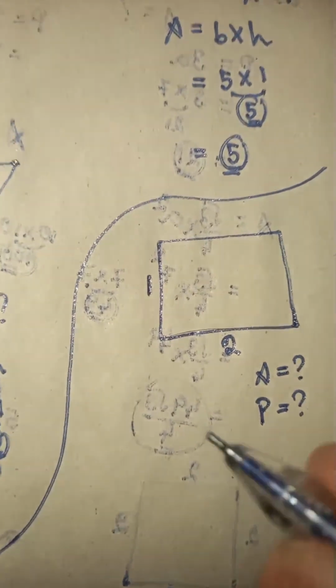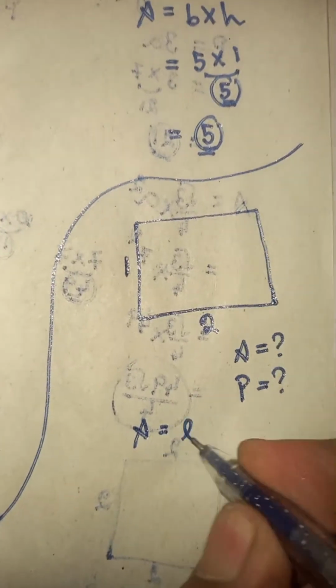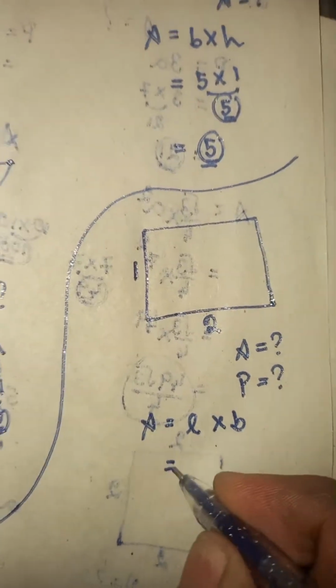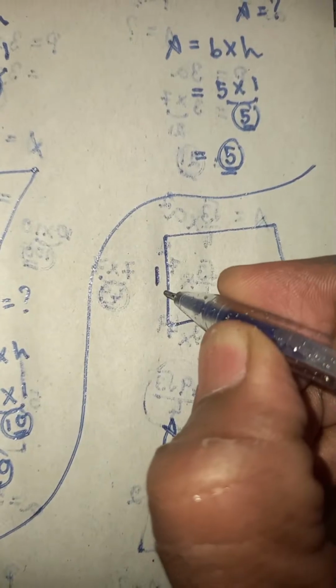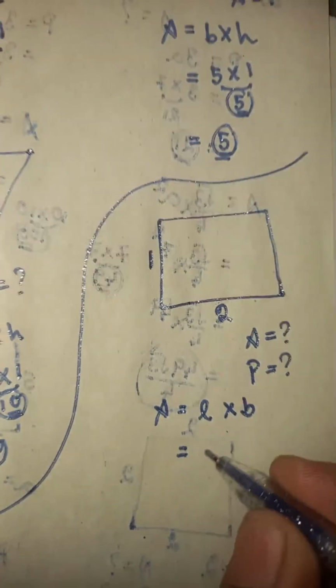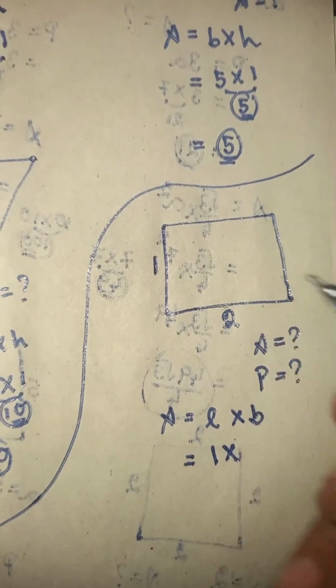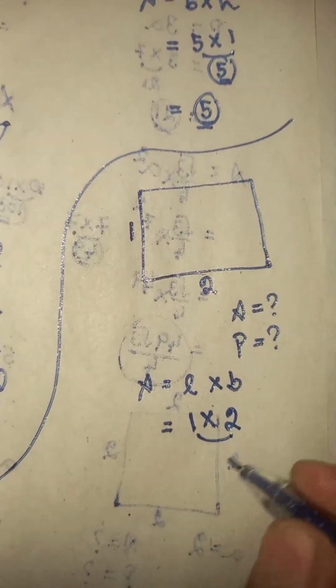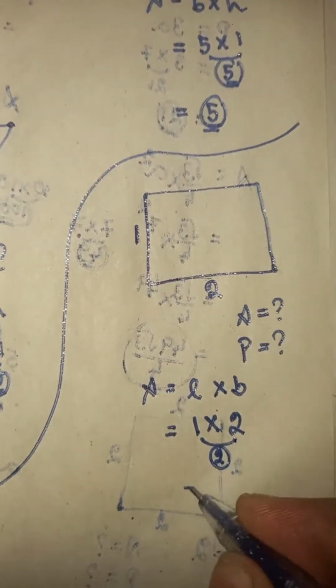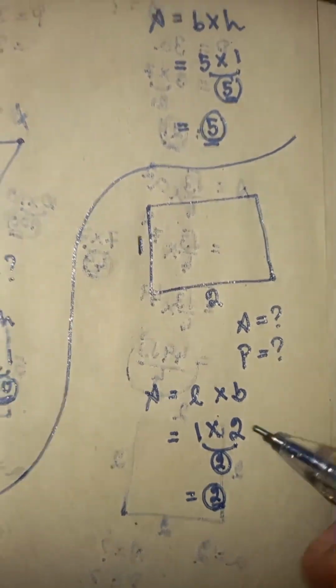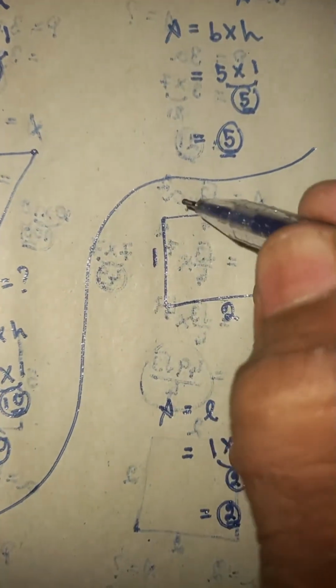Area of the rectangle can be found as length times breadth. Here they have given length, which is 1 unit, times breadth, which is 2 units. 1 times 2 is 2, so 2 square units is the area of this rectangle. Let's find the perimeter of this rectangle.